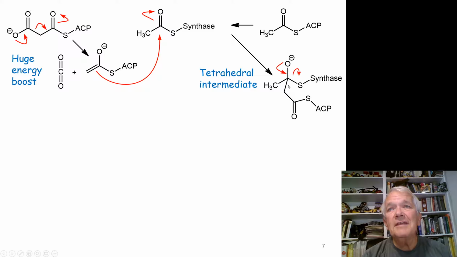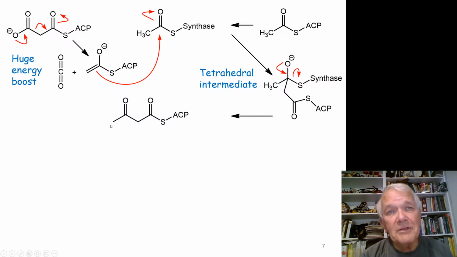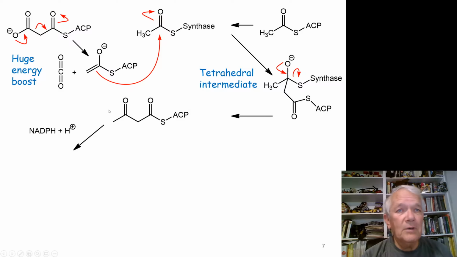So that gets kicked out, okay, and you form our first intermediate here, where basically what we've done is we've taken the original acetyl group and we've extended it by another acetyl group. Well, fatty acids, of course, don't have all these carbonyls on them. We've got to get rid of these excess carbonyls. There's only going to be one in a final product. So what do we do? Well, we reduce one of the carbonyls to an alcohol.